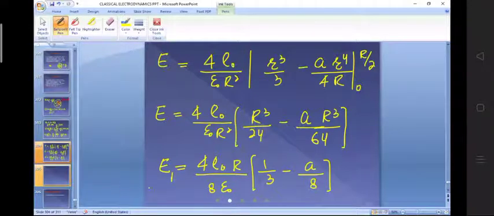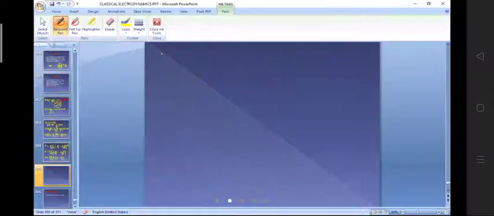So we have calculated the electrostatic field, for example, electrostatic field E1. It is the electrostatic field at small r equal to r by 2. Next, we have to calculate the electrostatic field at small r equal to capital R.